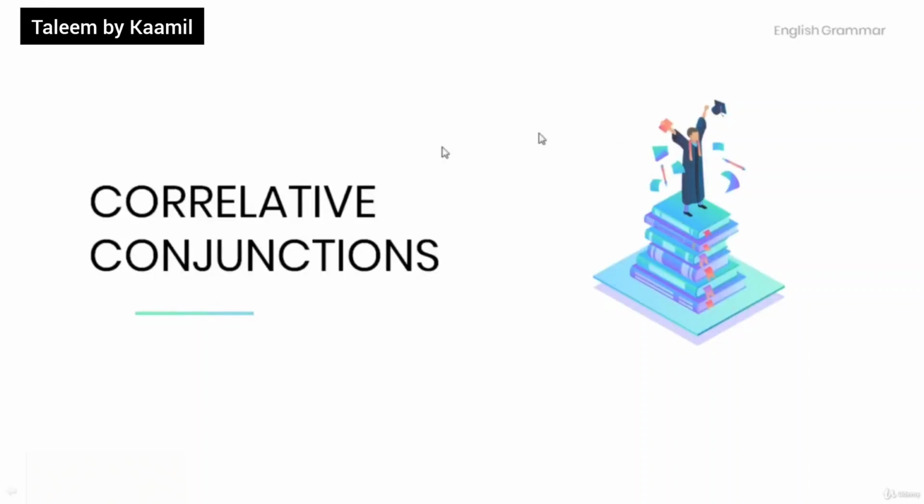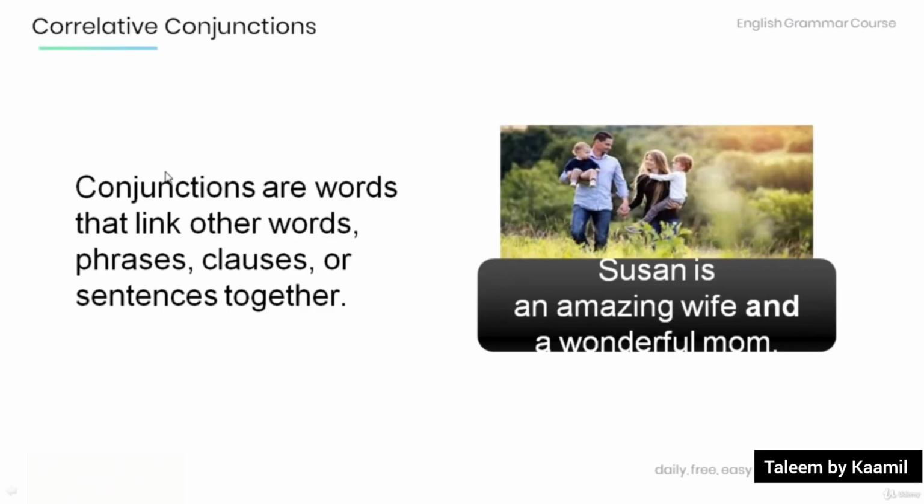Welcome to this tutorial. Today, we're going to talk about correlative conjunctions. Let's get started. Remember that conjunctions are words that link other words, phrases, clauses, or sentences together. Have a look at the example over here. Susan is an amazing wife and a wonderful mom. Note that the word "and" is a conjunction and it's used to link two sentences together.